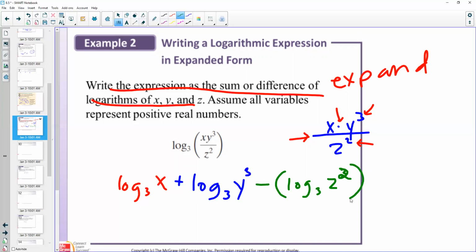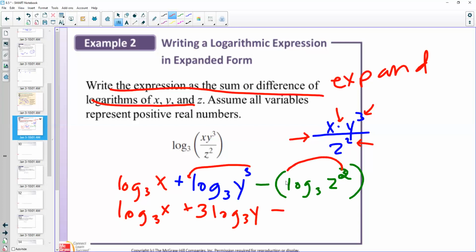Okay, so this is the first step. I expanded this. Now I have to deal with the exponents, so I can't leave them that way. So log base 3 of x plus, this one comes to the front, 3 log base 3 of y minus, so does that one, 2 log base 3 of z. This is the expanded form, okay? Not the end of the world. It's just a matter of practice.